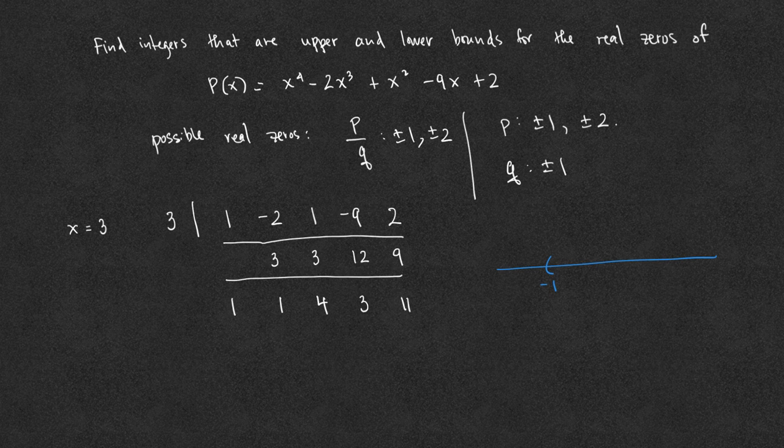Now, the last row does not have any negative number. What that means is that x equals 3 is an upper bound for the zeros. And so if there are any zeros, they have to be between -1 and 3 only.